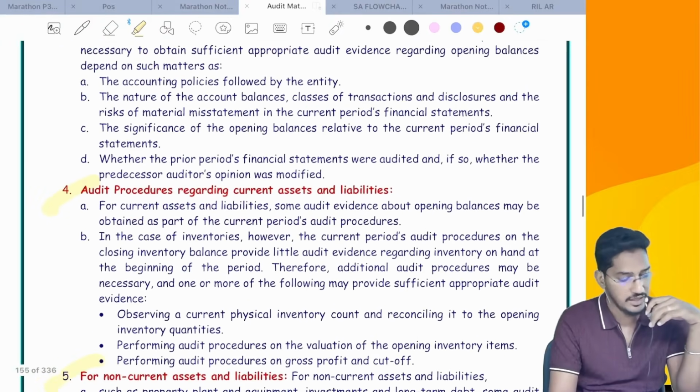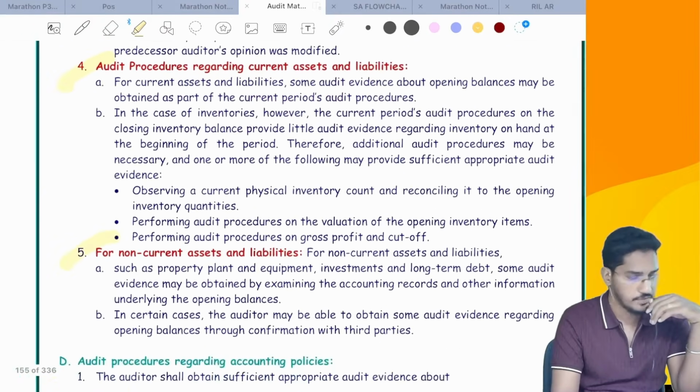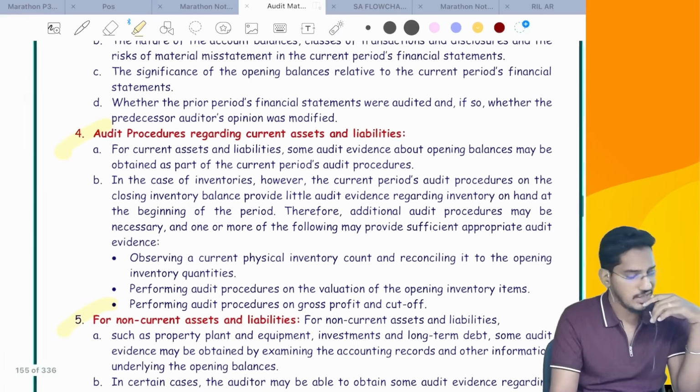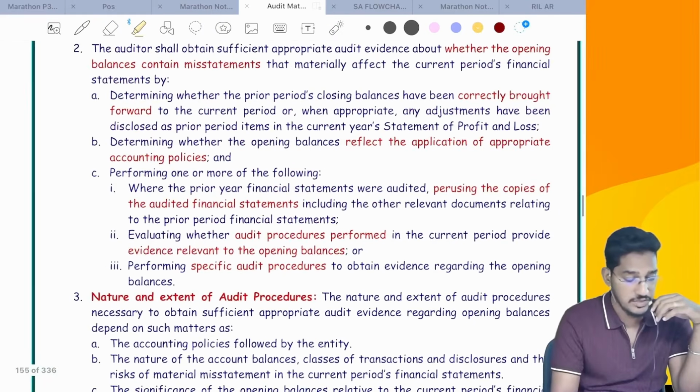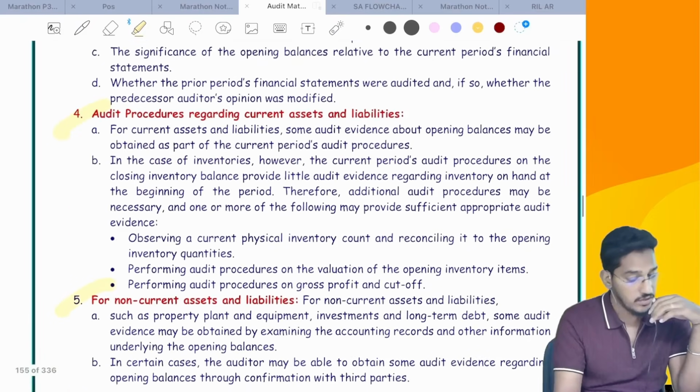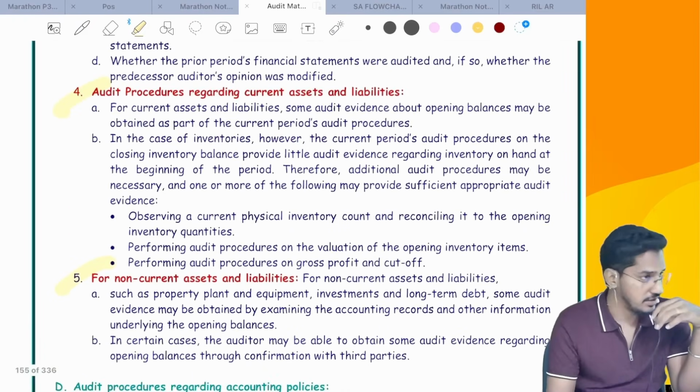That also they try to add here. Just go through it once. Okay, so they don't go that deep. If we just understand these broader audit procedures, that will be enough. So this you can go through later, or once again, if you want me to quickly take you through it, I will take you through it.